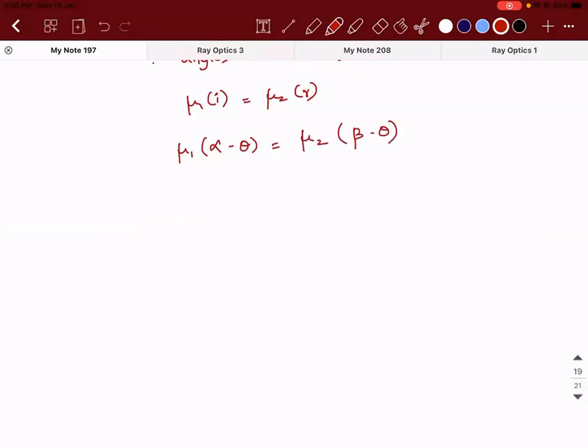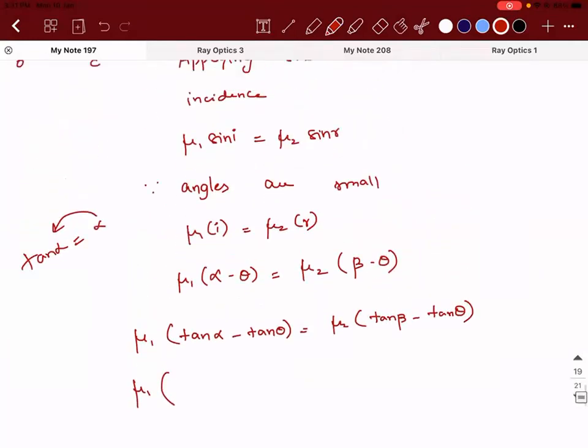Right? So mu1 into, in the place of alpha, I can write it as tan alpha minus tan theta is equal to mu2 into tan beta minus tan theta. Can someone tell me why I wrote it like this? So how can I write the angle as tan alpha? Because the rays considered are paraxial and the angles are small. So till now, wherever tan alpha was there, you approximated to alpha, but I'm using the reverse case. So what is going to be the value of tan alpha? Tell me.